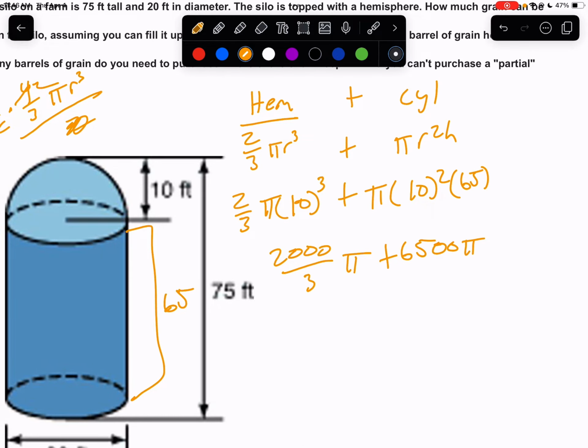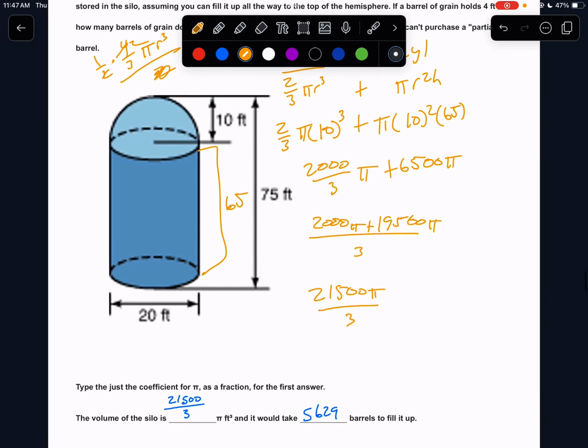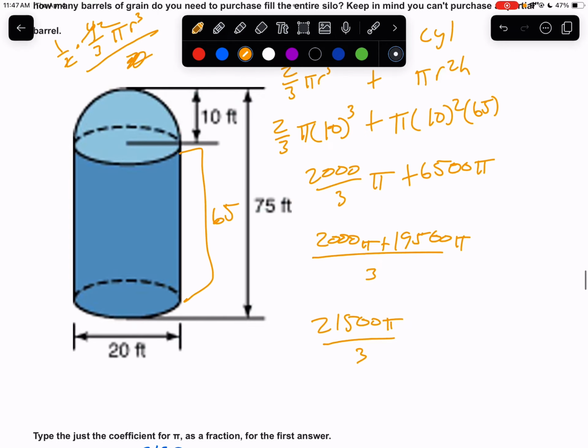Now, these are over 3, so you'd want to get a common denominator. 6,500 times 3 would be 19,500 pi. And then this would be 2,000 still. So you add those together, you get 21,500 pi over 3. So that's our first answer, 21,500 pi over 3. That is the volume of the entire thing.